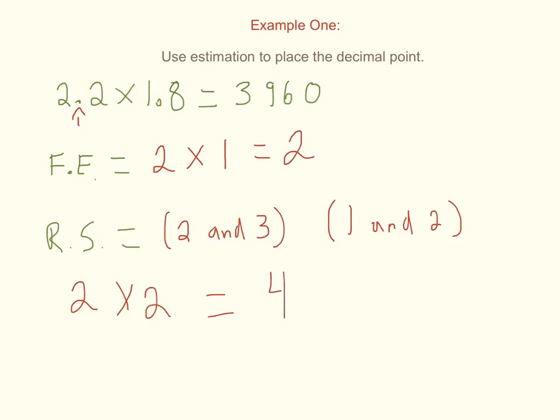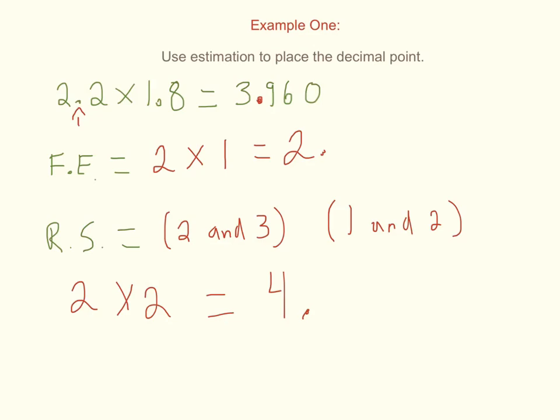Now we've got our two estimates here. Both are only one decimal place. So we know that, in these questions, the decimal would come right after, which means that in our answer, the decimal goes there. So our actual answer is 3.960.